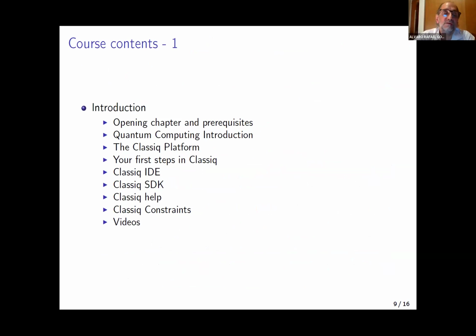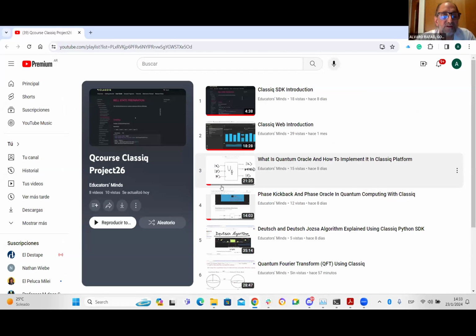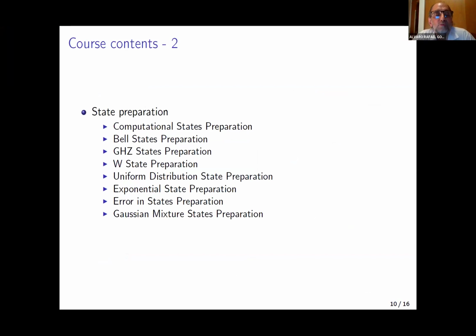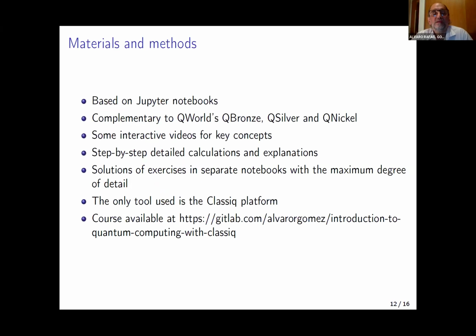This is the content of the course. There are many introductory parts about quantum computing, the Classiq platform explained in terms of Classiq constraints, and a lot of videos that we have published here on YouTube. Here is Rishi, who published the videos on YouTube. We have developed Jupyter notebooks about all the state preparations in Classiq, and we have developed these quantum algorithms. Shor's algorithm is the last one, added to the course today. The course is all based on Jupyter notebooks. It's complementary to QWorld.